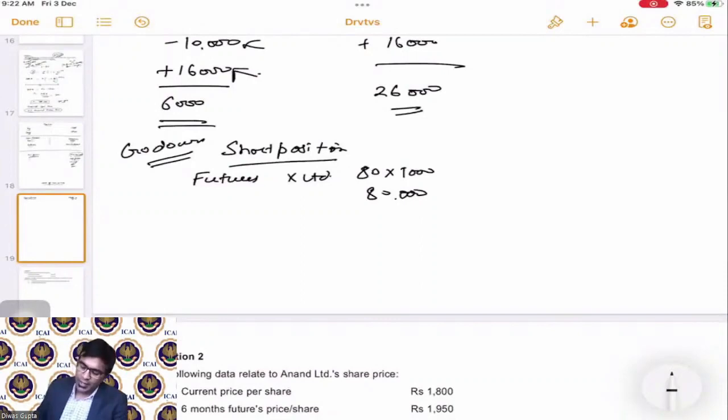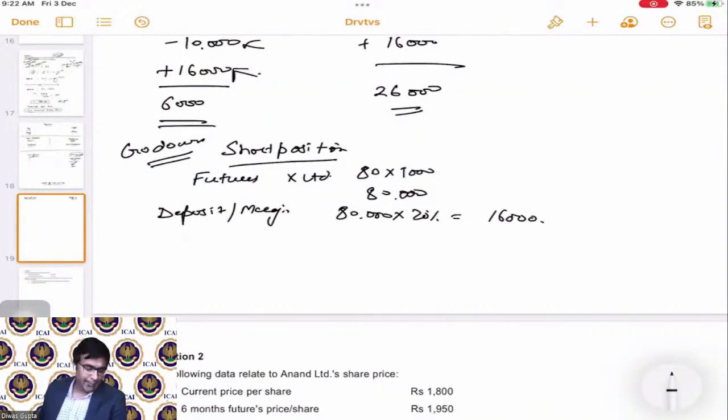Now what will happen? So he will again give a deposit, a margin. Basically margin will be how much? 80,000 multiplied by 20%, which is 16,000. Correct. That is still required to be paid.